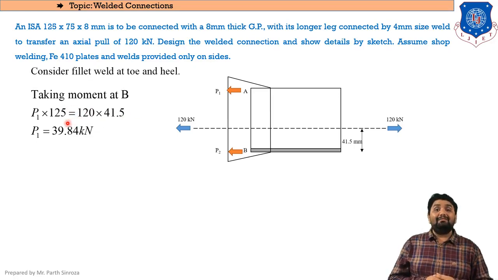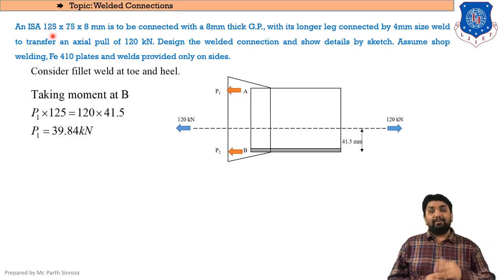Now we will be dealing with only two forces, that is P1, applying at point A, and 120, that is on the right hand side of your figure. Clear? You can see here that P1 into the distance, the distance between point A and B, will be the total longer leg.